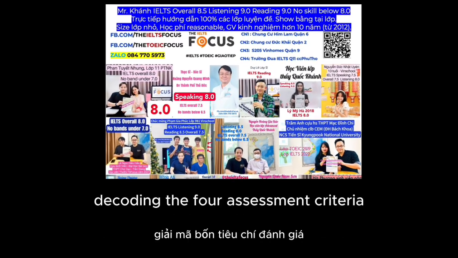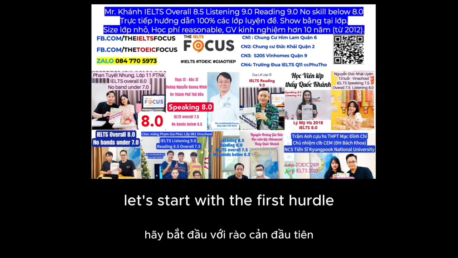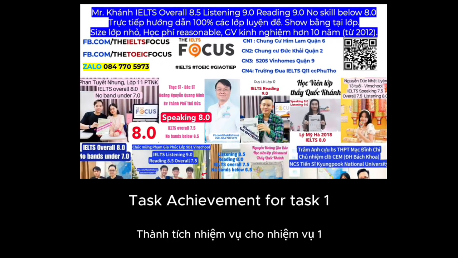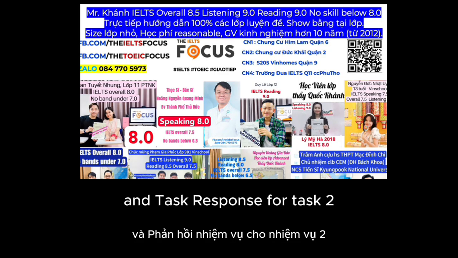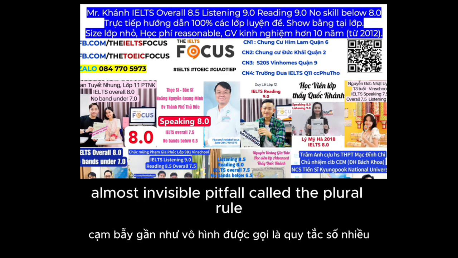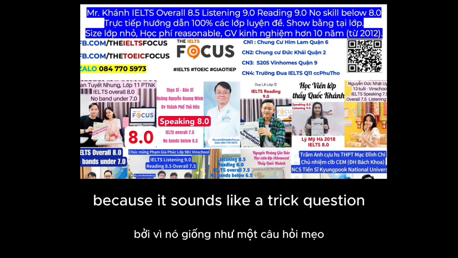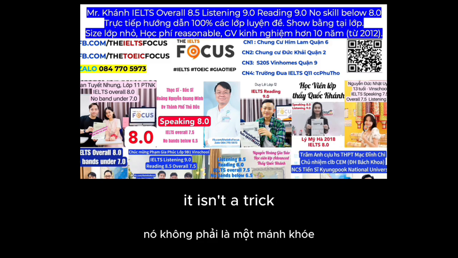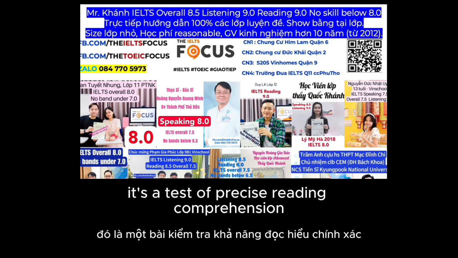Decoding the 4 assessment criteria. Let's start with the first hurdle. Task achievement for task 1 and task response for task 2. Our sources highlight a massive, almost invisible pitfall called the plural rule. Break this down for us because it sounds like a trick question. It isn't a trick, it's a test of precise reading comprehension.